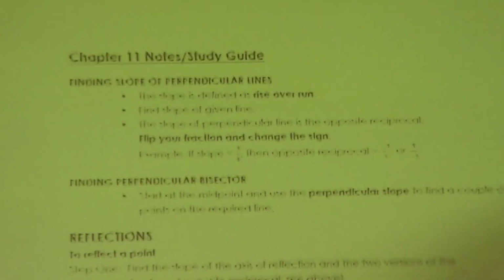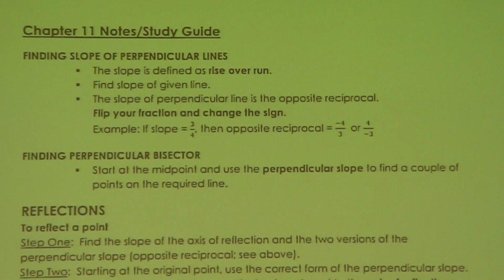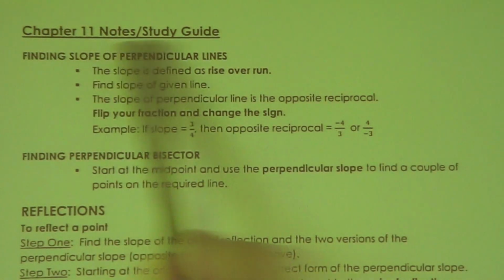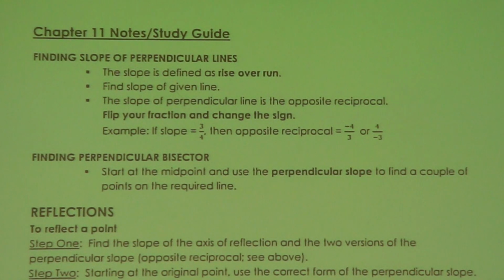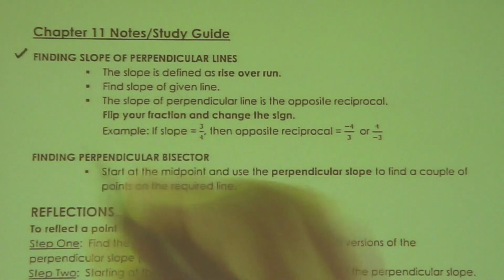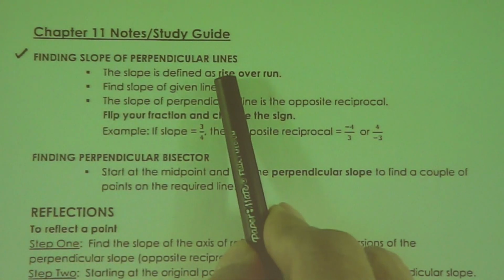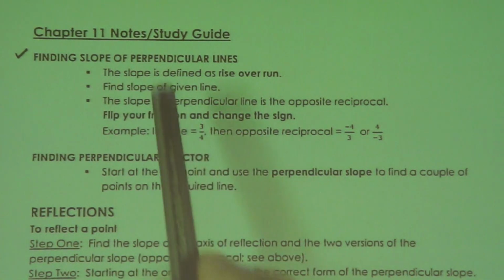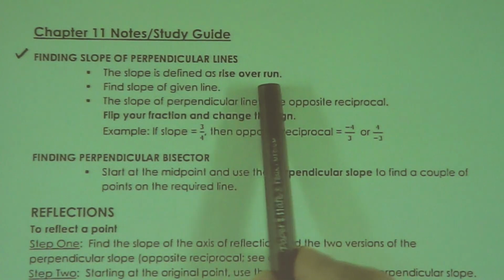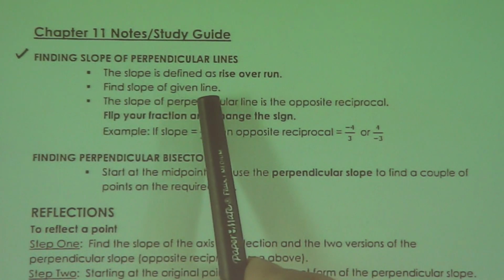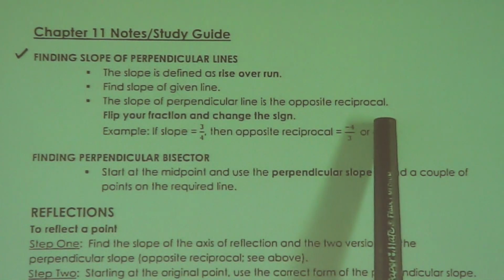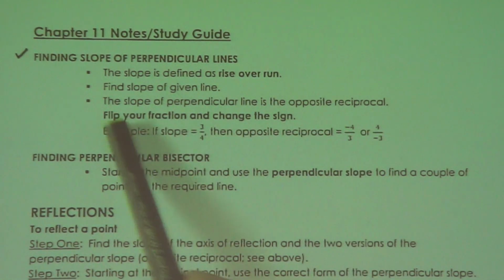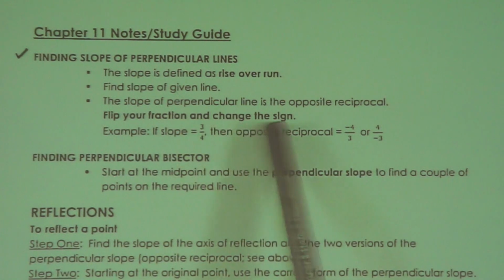In this section, 11.1, on D2L, I have some study guide, study notes for chapter 11, and this is what we just did. Finding the slope of perpendicular lines. Remember, slope is rise over run. So find the slope of the given line, then you take the opposite reciprocal. Reciprocal, flip your fraction and change the sign.